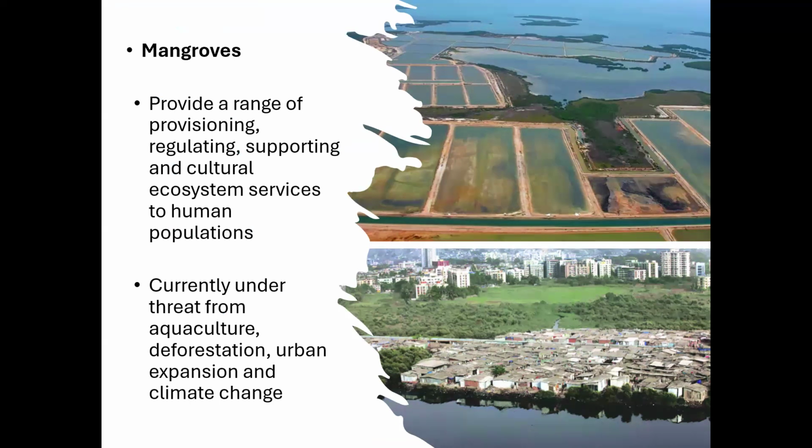But that's highly under threat, and the way that they function is under threat from aquaculture, deforestation, urban expansion, and climate change. And where you've got those threats and you've got that degradation, then obviously that important ecosystem service of climate mitigation through blue carbon is under threat.